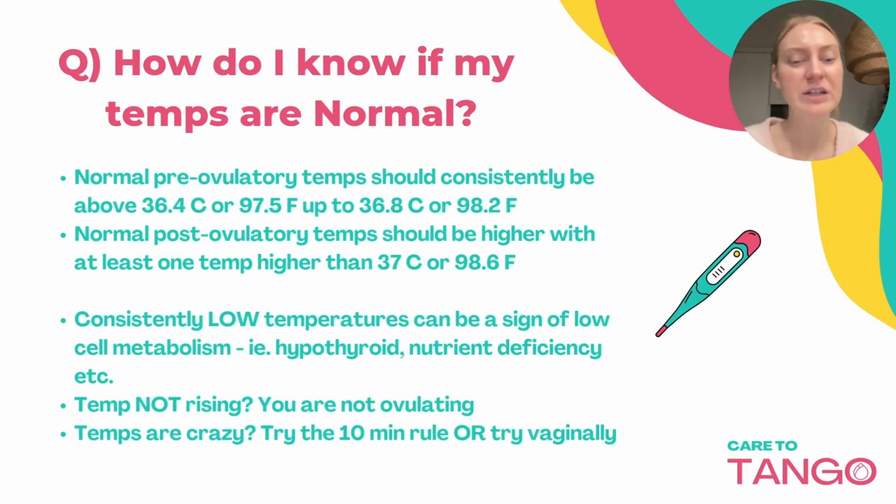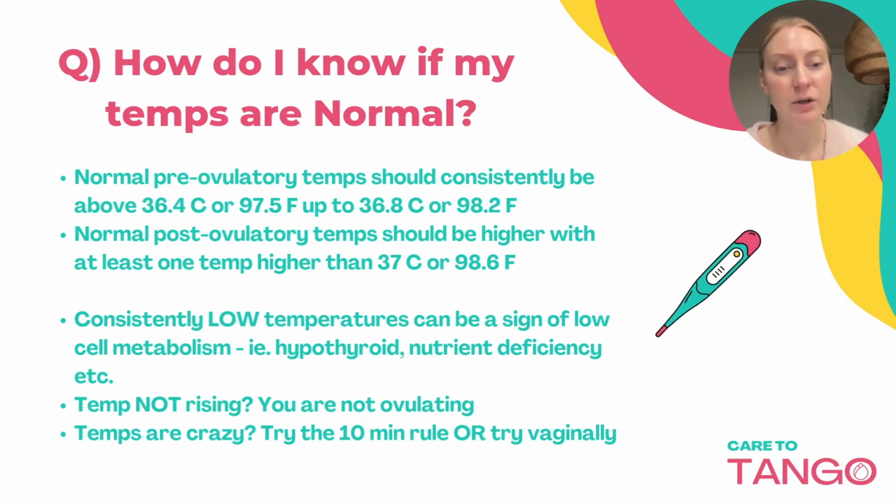So how do you know if your temperatures are actually normal? Normal pre-ovulatory temperature should consistently be above 36.4 Celsius or 97.5 Fahrenheit, up to 36.8 Celsius or 98.2 Fahrenheit. Normal post-ovulatory temperatures should be higher, with at least one temperature higher than 37 degrees Celsius or 98.6 Fahrenheit.